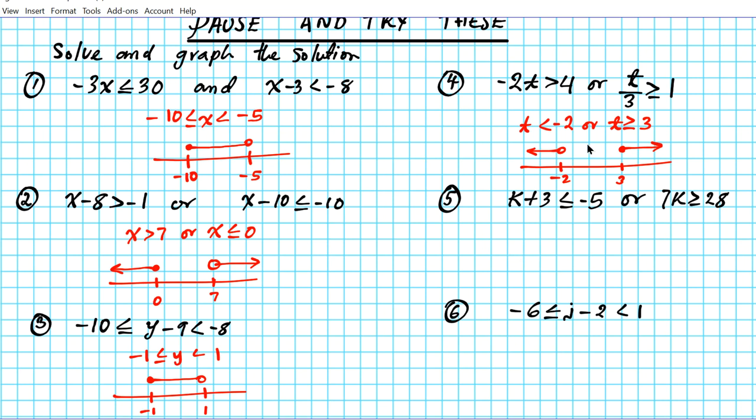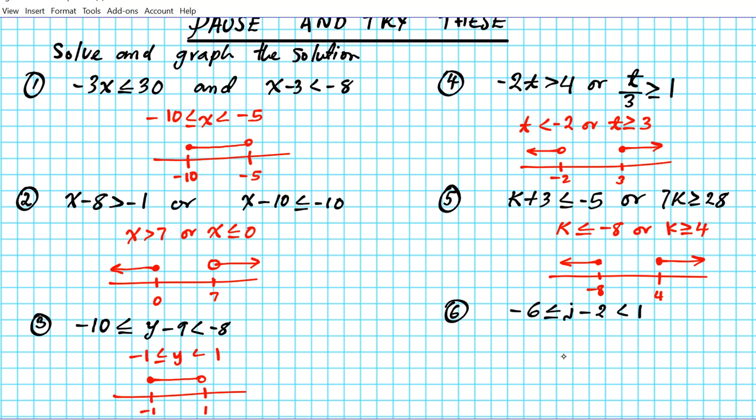Number 5, what do we have here? This is a disjunction again, so it's going to be separated. For this one, k is less than or equal to -8 or k is greater than or equal to 4. Let's graph the solution to this disjunction: -8, closed circle going to the left for the first inequality, and then for the second one from 4, another closed circle going to the right because of the line underneath the inequality.